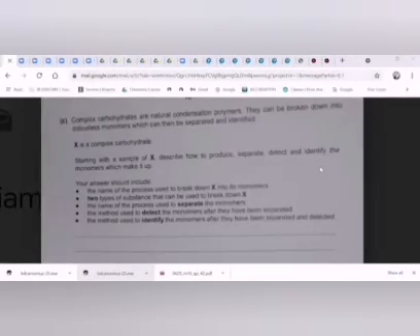So back again, this is one of the questions that one of the students faced in paper 4. Complex carbohydrates are natural condensation polymers. They can be broken down into colorless monomers, which can then be separated and identified. X is a complex carbohydrate. Starting with a sample of X, describe how to produce, separate, detect, and identify the monomers which make it up.